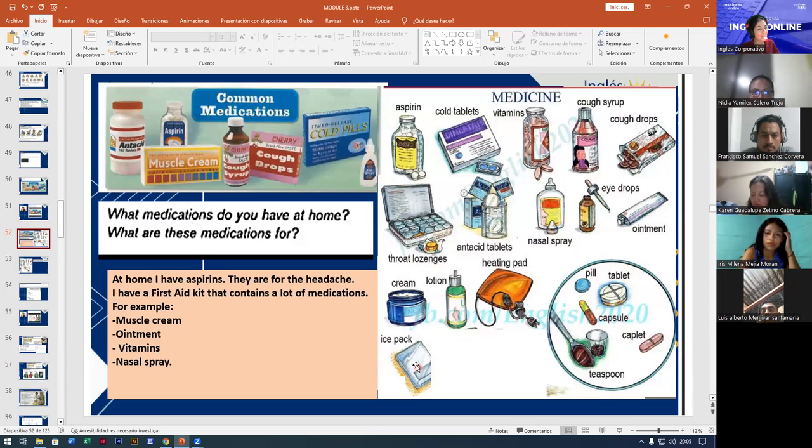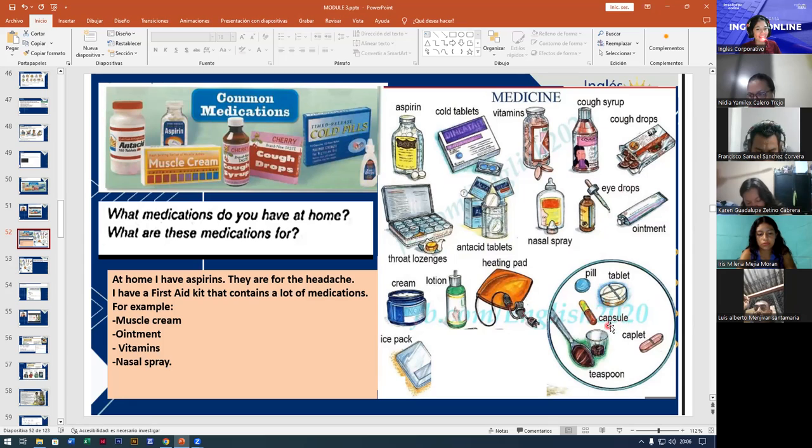We have the ice pack. When do we use the ice pack? It would be like what we call compresas. That's correct, exactly. And you put it here, right? Maybe here on the neck or on the head when you have a headache. So that is very good to reduce the headache. Okay, that's all right.